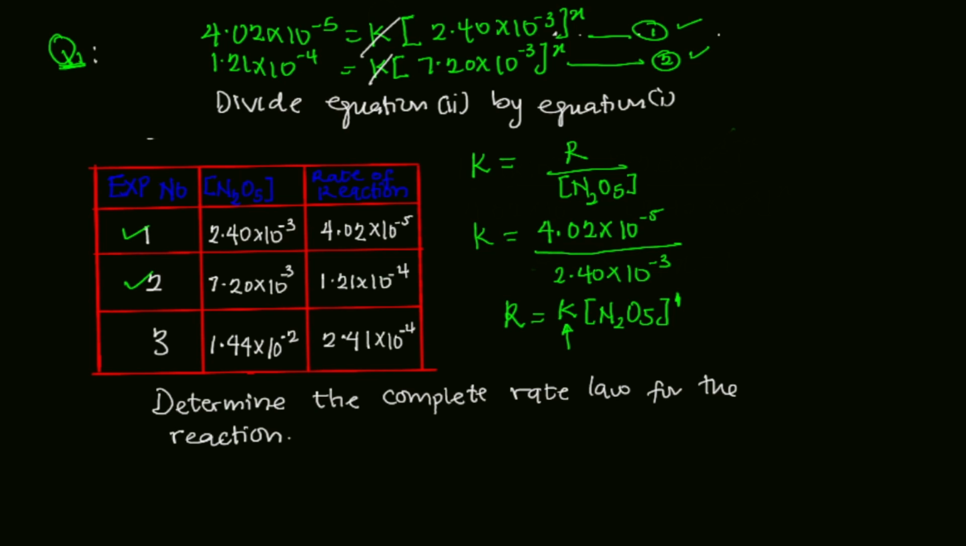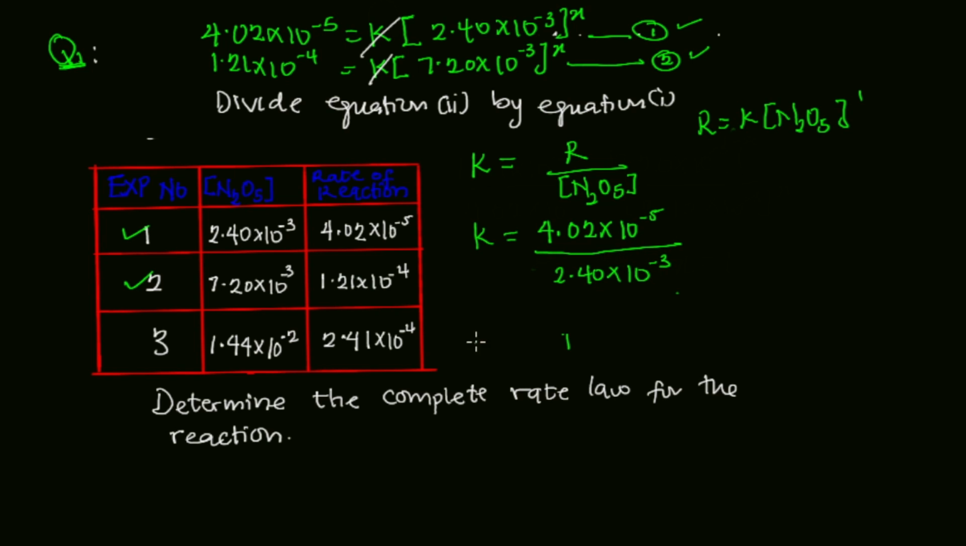So here, let's simplify this further. And let me just simply put the rate here. We're going to have the rate equals K multiplied by N2O5 raised to the power of 1. That's the rate. So we have to get our K, which is the rate constant.